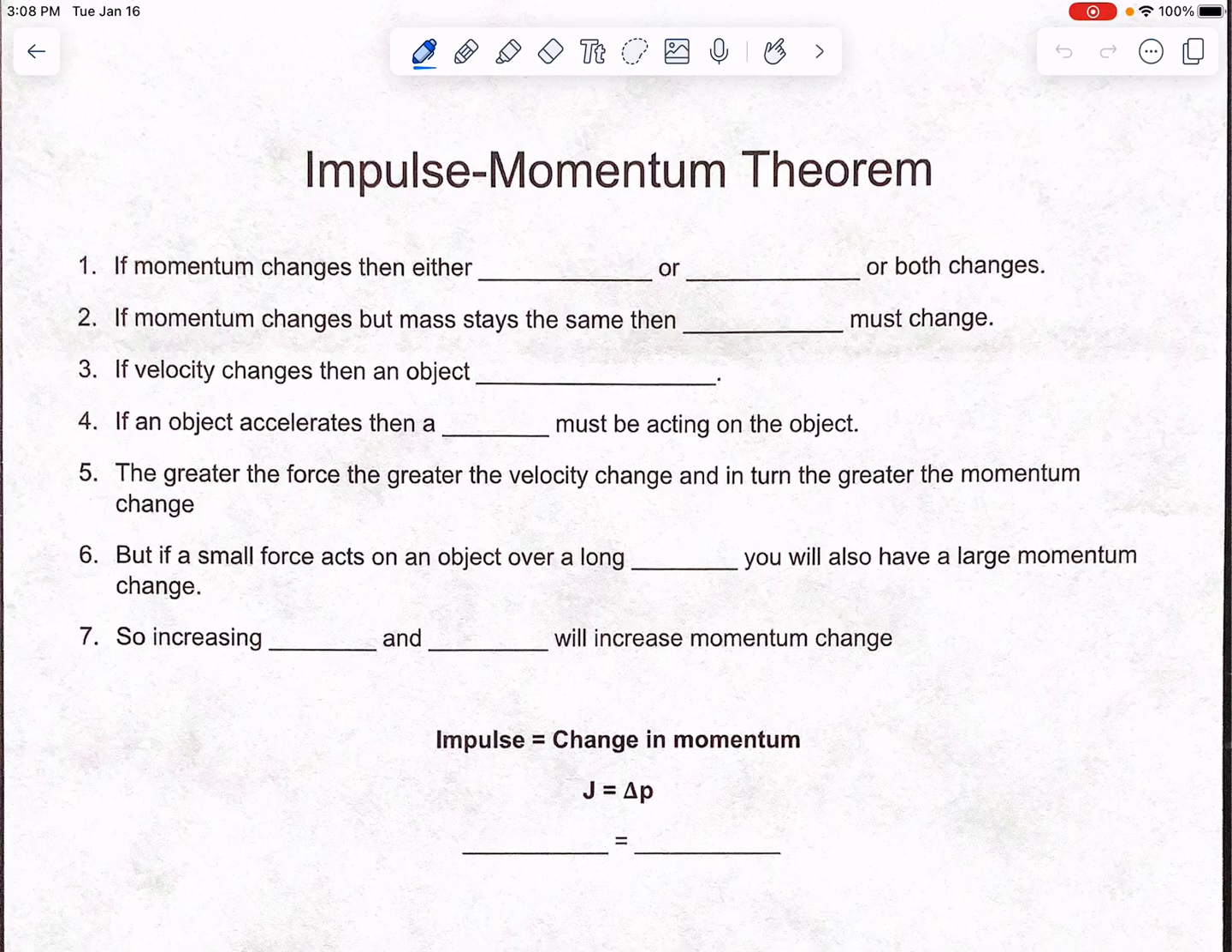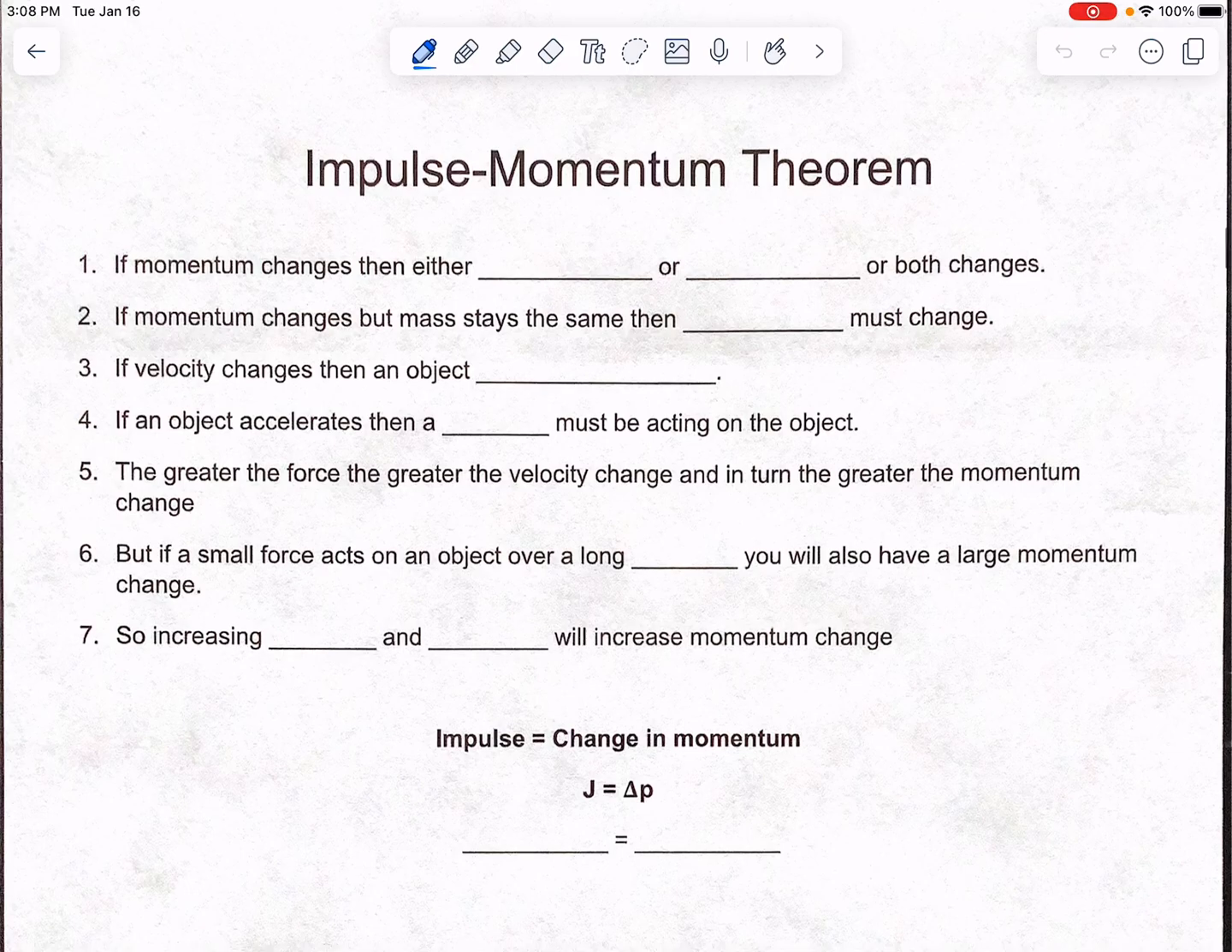So if momentum changes, then that means either the mass or the velocity or both changed. Okay, so that's how momentum happens. It needs a mass and it needs a velocity. If momentum changes but mass stays the same, that means velocity was the one that had to change. Now, if velocity changes, that means an object accelerates.